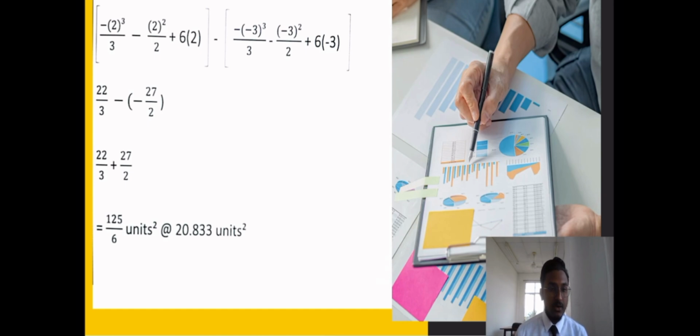So next we got 22 over 3 minus bracket negative 27 over 2. So negative will become positive, 22 over 3 plus 27 over 2. So the answer obtained is 125 over 6, also known as 125 over 6 units square, which can be also written as 20.833 units square. So that's all for me.